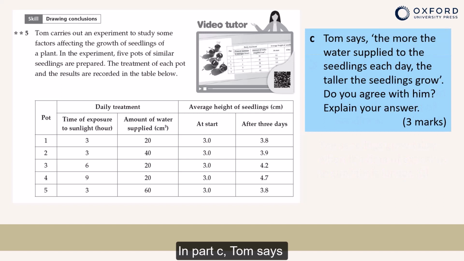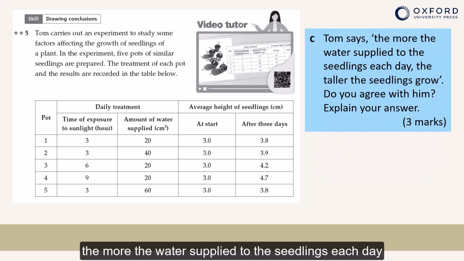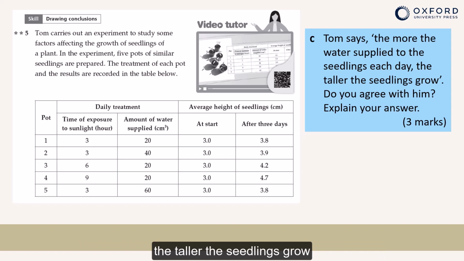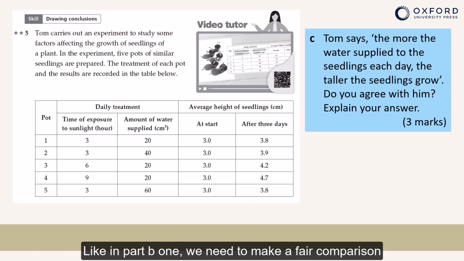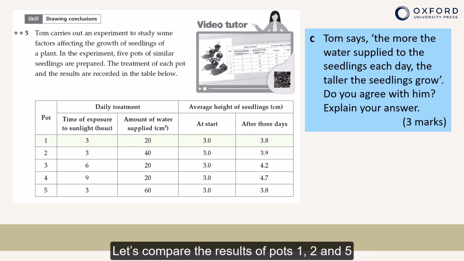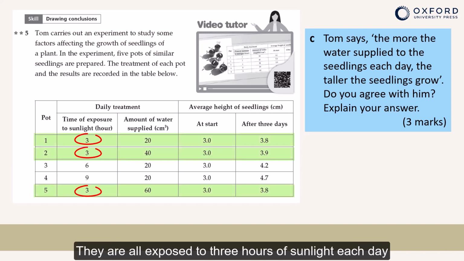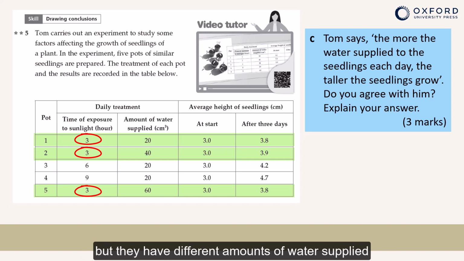In Part C, Tom says, the more the water supplied to the seedlings each day, the taller the seedlings grow. Do you agree with him? Explain your answer. Like in Part B1, we need to make a fair comparison. Let's compare the results of pots 1, 2, and 5. They are all exposed to 3 hours of sunlight each day, but they have different amounts of water supplied.